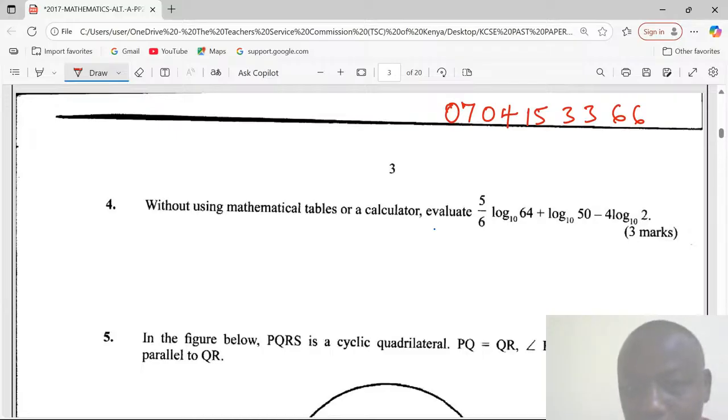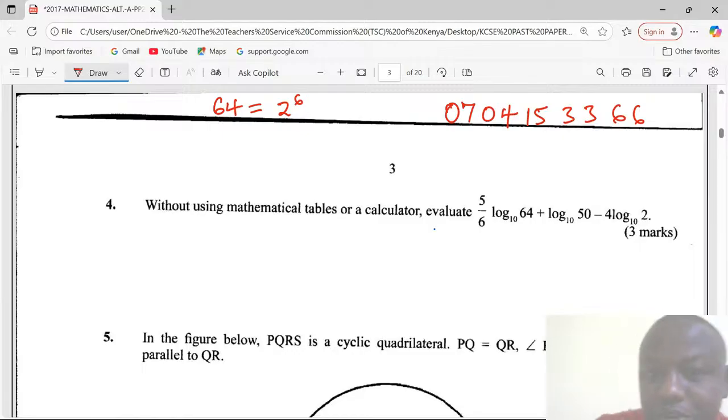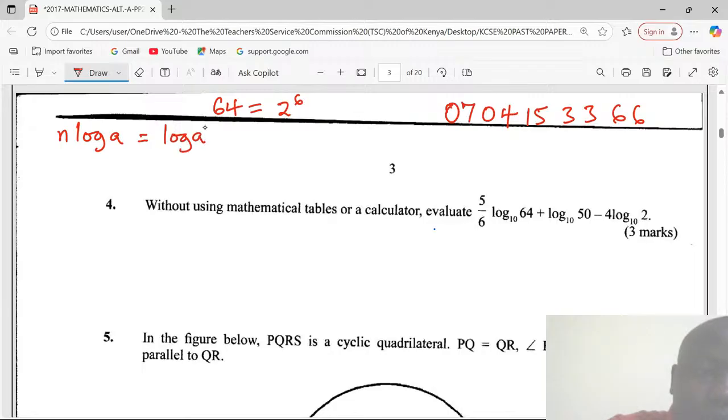We shall be applying the laws of logarithms together with some application of indices. For instance, we know that 64 can be expressed as 2 to the power of 6. Among the laws of logarithms, we know that n multiplied by the log of a is the same as the log of a raised to power n. With this knowledge, let's start by applying this law. There are many laws that we shall apply before coming up with the final answer.